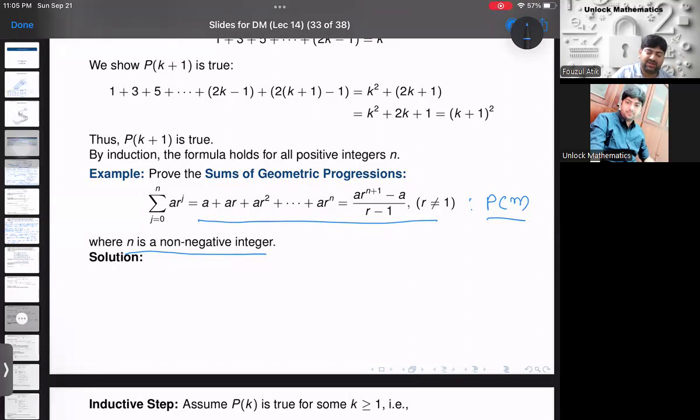Then how do you prove that? It is true using induction. So what is your basic step? Look at the problem. n is a non-negative integer. Non-negative integer starts from 0. So what is P0? Whether P0 is true or not, let us check.